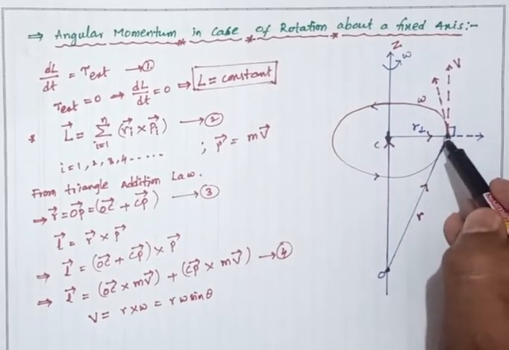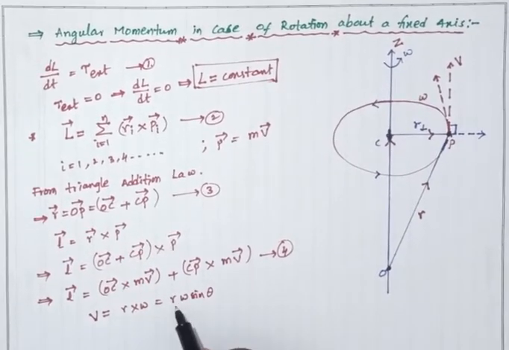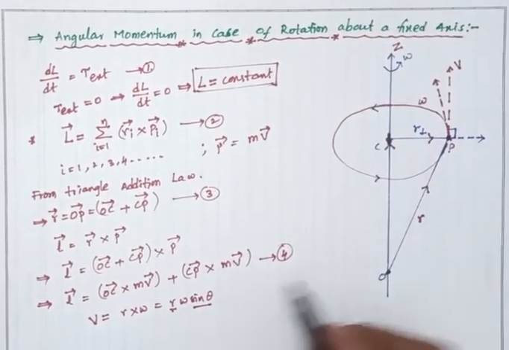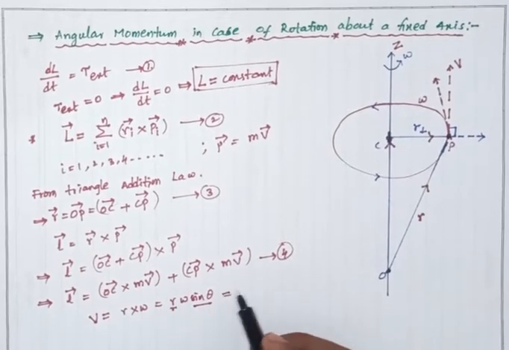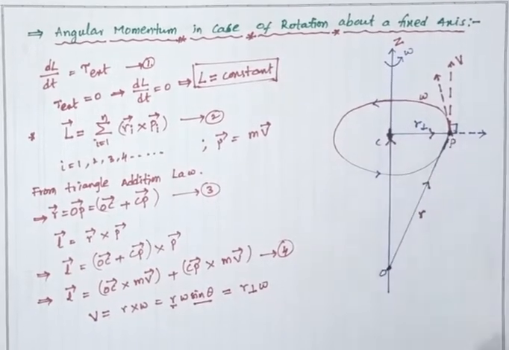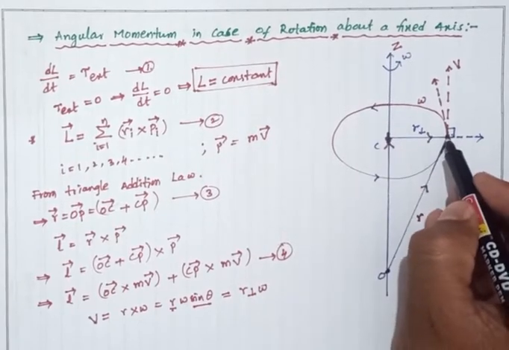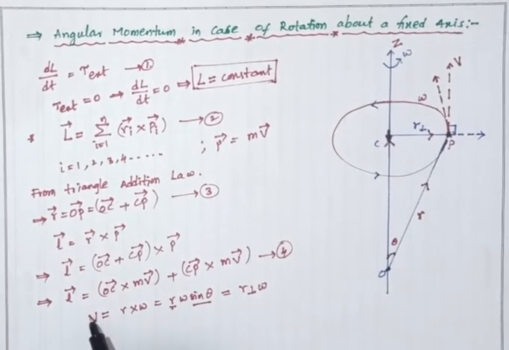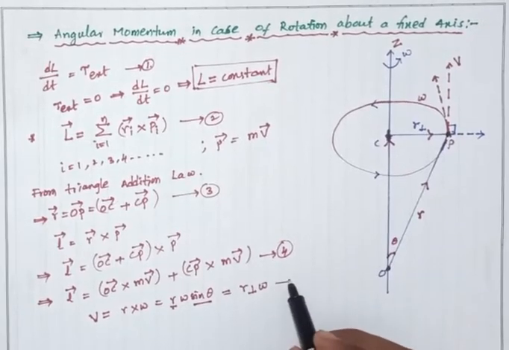So R and omega, the angle. So R omega sin theta. So R sin theta is also written as R perpendicular omega. Here R perpendicular is the perpendicular distance between the C point and P point. So this is theta, for example. So V equals R perpendicular omega. So this is equation number 5.